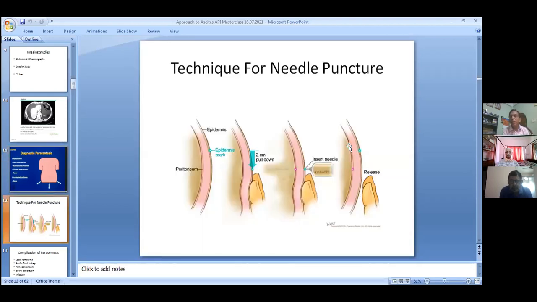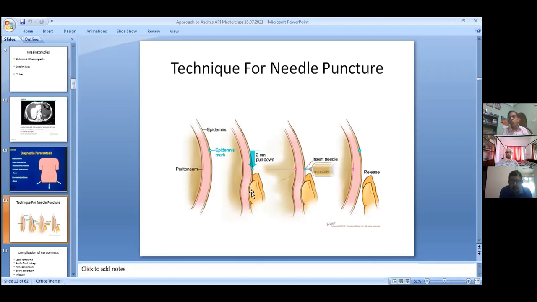This is a technique by which you should puncture the needle for paracentesis. That is called the Z-track technique. How will you do that? There is ascites, and if you put the needle directly, then there will be a track, and the leakage of fluid may be higher. But if you do the Z-track technique, the leakage will be less. What is the mechanism?